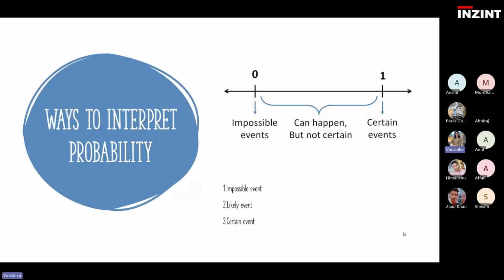All right. Now there can be three ways to interpret any probability. There can be an impossible event, whose probability is 0. There can be a likely event, whose probability will be between 0 and 1. And there is going to be a certain event, whose probability will be equal to 1. These are the very basic things, and I know that you guys already know about them, but it would be really easy if we start from the very basics.